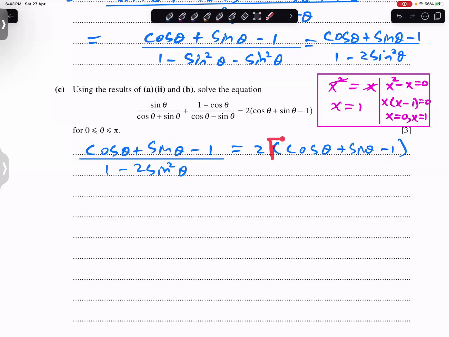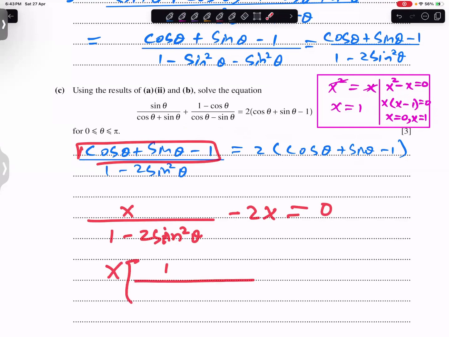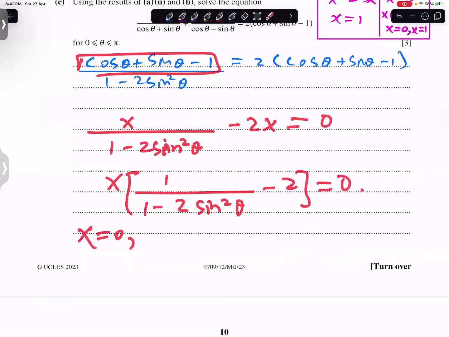Okay. So let's bring this thing on left side. So let's say that this is x. So x over 1 minus 2 sine square theta minus 2x is equal to 0. And now take x common. 1 over 1 minus 2 sine square theta minus 2. These are smart calculations, okay? So x equal to 0, and rest of the thing is also 0.